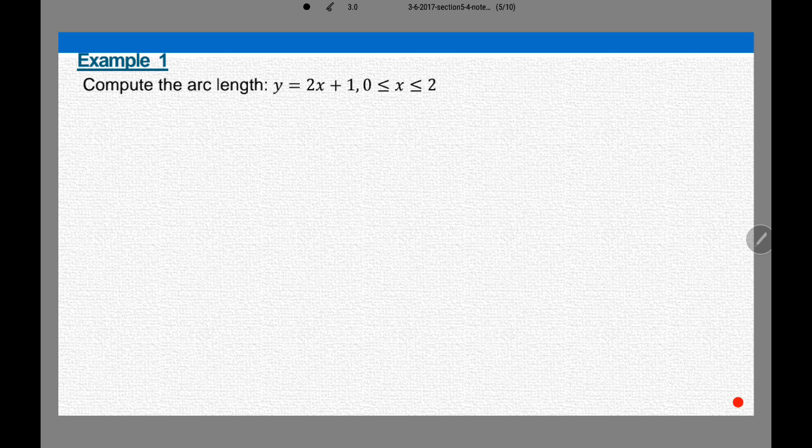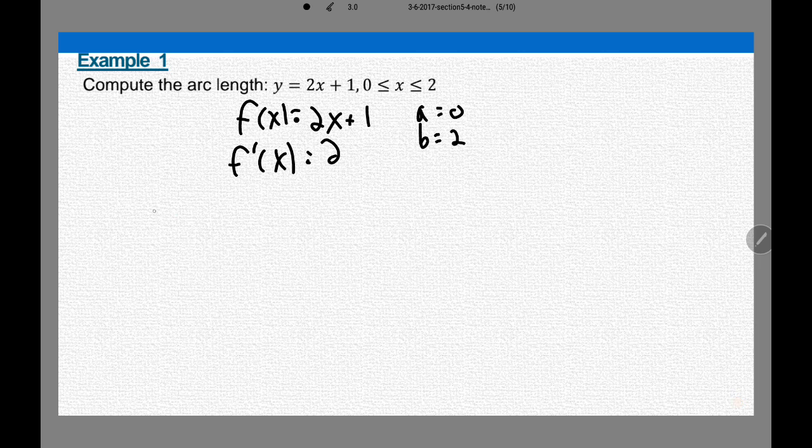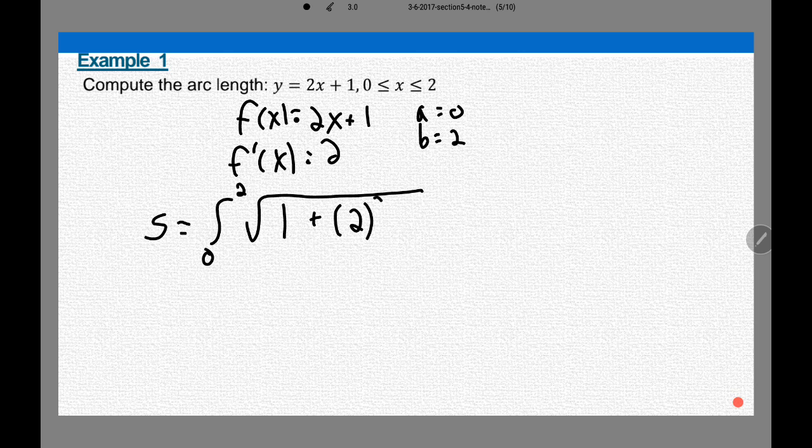Alright, so one of the things I need to know, this is f of x. And I need to do the first derivative of this. And in this case, that's really simple. It's just 2. My a value is 0. My b value is 2. And my arc length integral is going to look like this. I'm doing the integral from 0 to 2, the square root of 1 plus my first derivative squared.